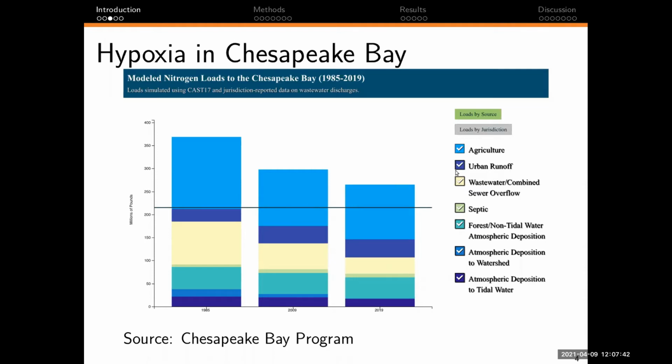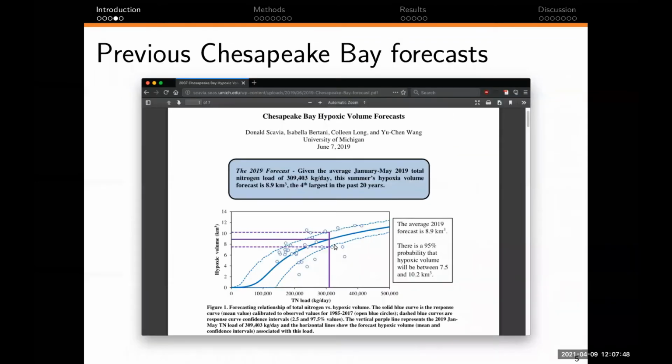And you can see the majority of this nitrogen comes from agriculture, with some from wastewater and a few other sources. So given these controls on hypoxia, especially things like nitrogen loading, some studies have tried to set up forecasts to predict what the future hypoxia in the Bay will be.